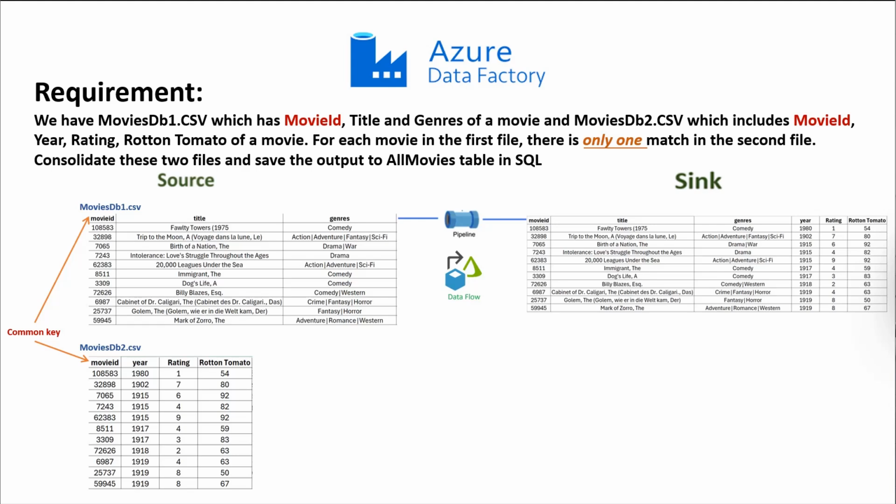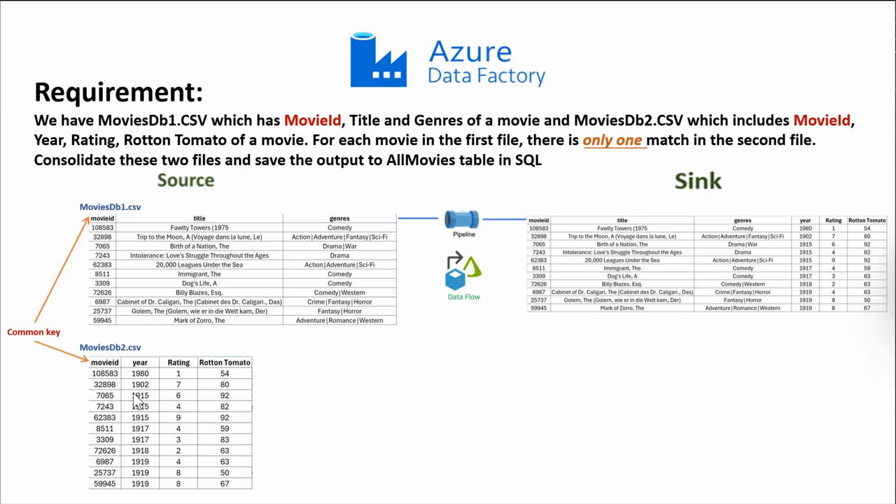We have two CSV files here, moviedb1.csv, which got movie ID, title, and genres for movies. And the second file that we've got is a CSV file as well, and it's got more data for those movies, including year, rating, and Rotten Tomato. We know that for each movie ID that we've got in the first file, there is a one-to-one relationship with the second file. It means that for each movie ID, you will have one row in the second file.